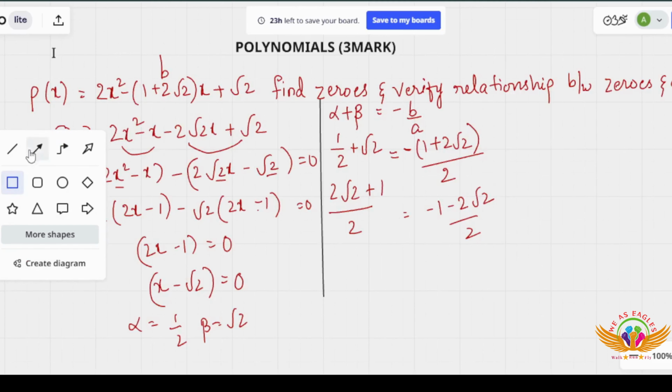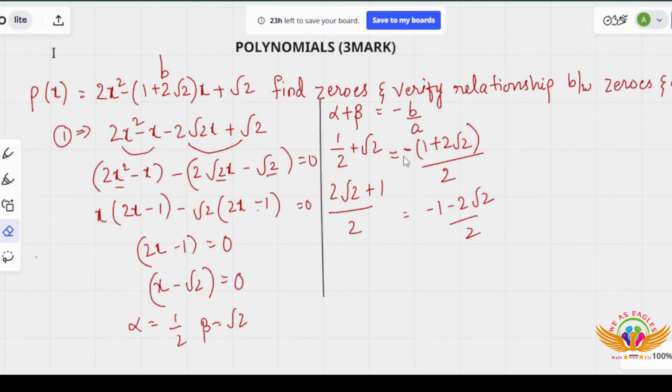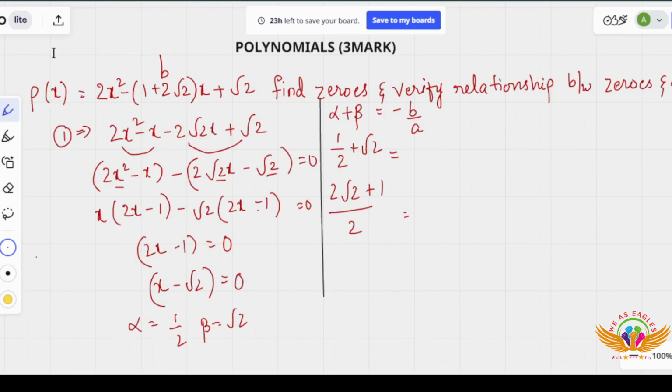See here, the mistake was that it is −b, and I wrote the minus, but b itself also has a minus: b is −(1 + 2√2). That is why I got it wrong. So if you're getting any confusion, go and cross check the previous step. Minus of −(1 + 2√2), divided by 2. Minus into minus is plus, so we got (2√2 + 1)/2. Same answers, hence LHS equals RHS. The first part is verified.